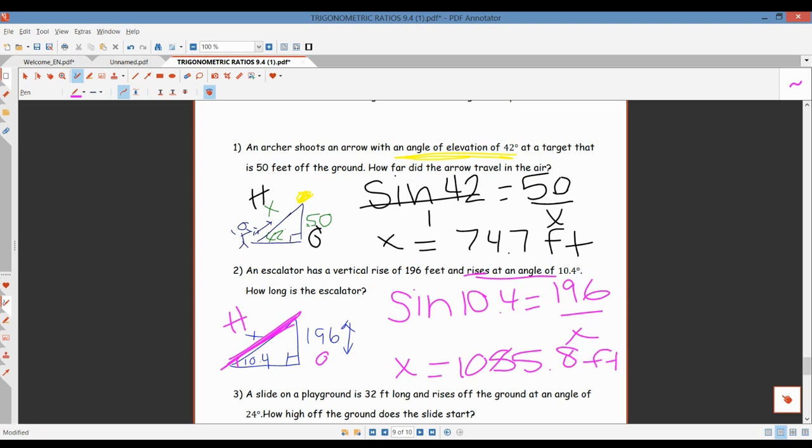All right, I'd like you to try the next problem on your own about the slide on the playground. So pause your screen, draw your picture, label, create your proportion, and solve.